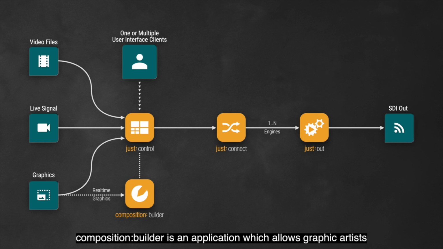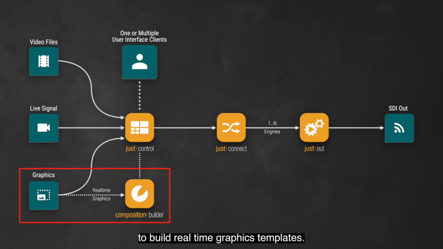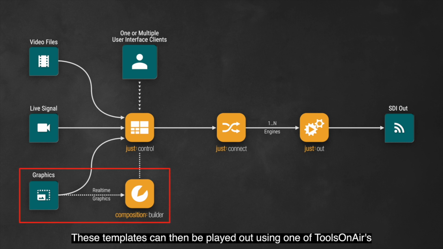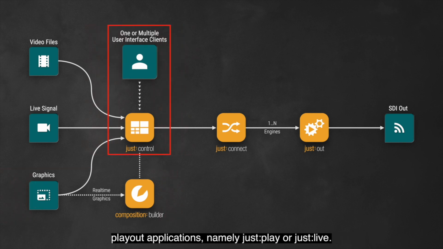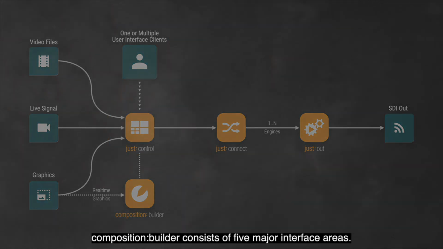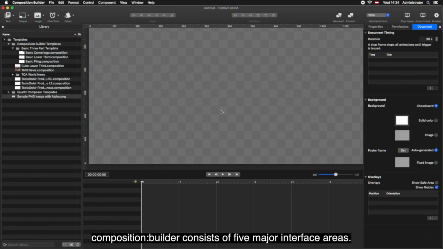Composition Builder is an application which allows graphic artists to build real-time graphics templates. These templates can then be played out using one of ToolsOnAir's playout applications, namely JustPlay or JustLife. Composition Builder consists of 5 major interface areas.